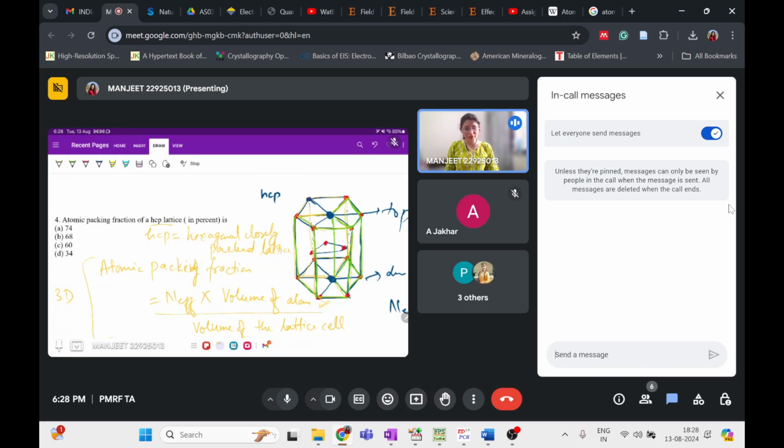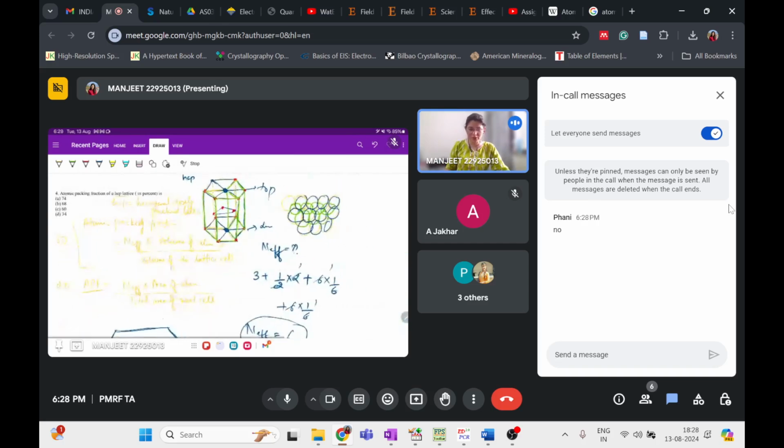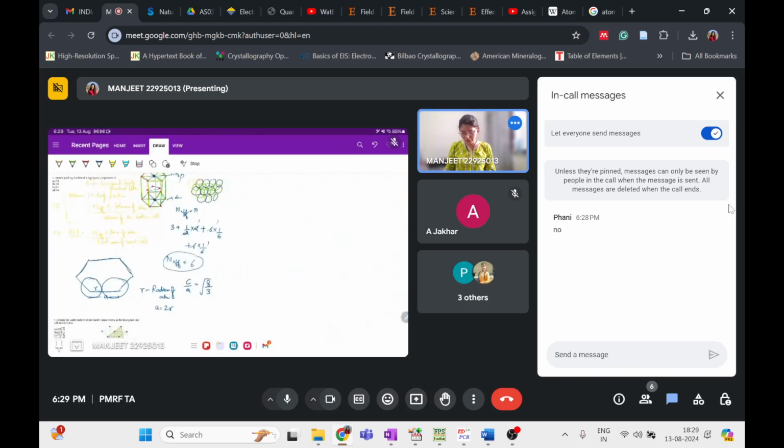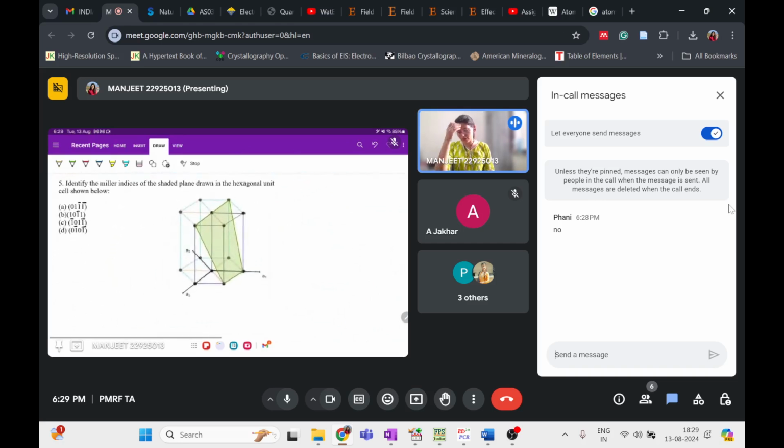Does anyone have any doubt in this or in any atomic packing fraction one? No one is responding, so I'm assuming everything is all right. So let's move to the next question. In this question also we have to find out the Miller indices. Thank you, Pani, for responding.